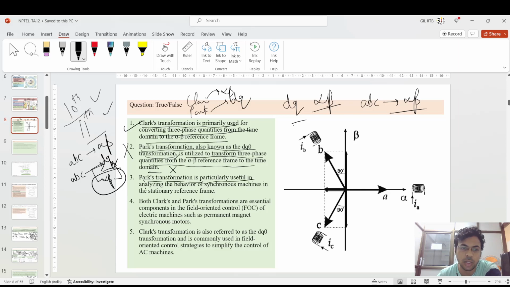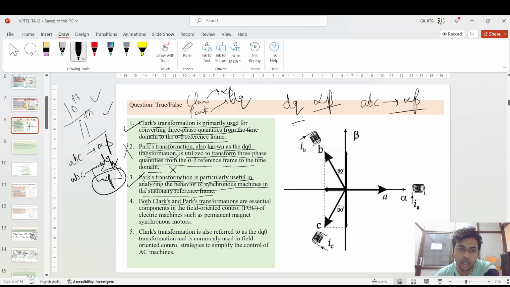Coming to the third statement, it says that Park's transformation is particularly useful in analyzing the behavior of synchronous machines in the rotating reference frame. That is true, because I have told you that this rotating frame quantity is variable, so we take it to a particular stationary frame. After that we utilize that for the controller design.